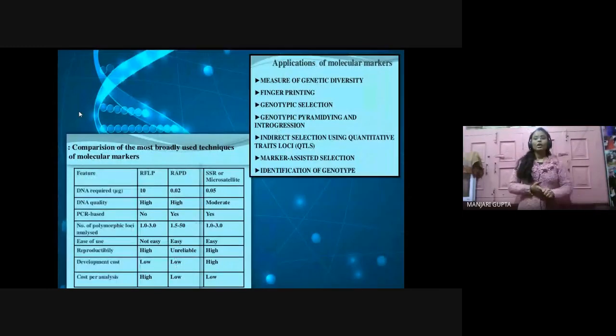Next, the applications of molecular markers. These are genotypic selection, indirect selection, quantitative trait loci, marker-assisted selection, selection of recombinants from non-recombinants, etc. And this is the comparison of the most broadly used techniques of molecular markers.